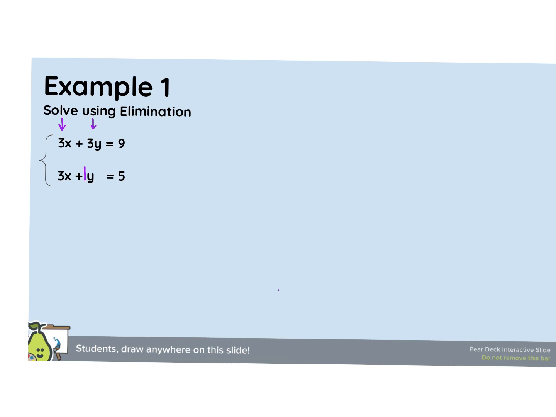So since the x's are the same, we're going to eliminate the x's, okay? Now, if they have the same sign, we subtract. Different signs, we would add. So 3 and 3 are both positive, so we are subtracting these equations. I want to see the minus sign written out so I know which operation you're using.